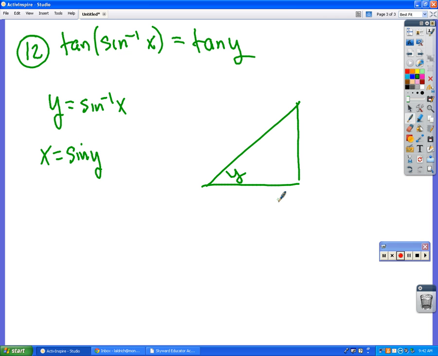Sine is opposite over hypotenuse. So sine of y equals x, so this is going to be x over 1. Which means that missing leg right there is the square root of 1 minus x squared. Now that we have that triangle drawn, we can figure out what the tangent of y is, because tangent is opposite over adjacent, which would be x over the square root of 1 minus x squared.